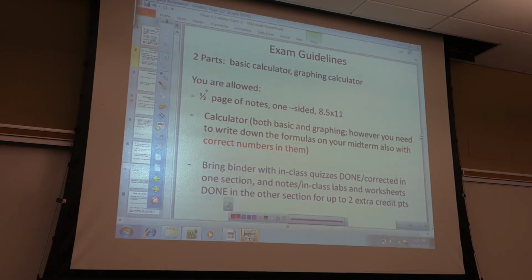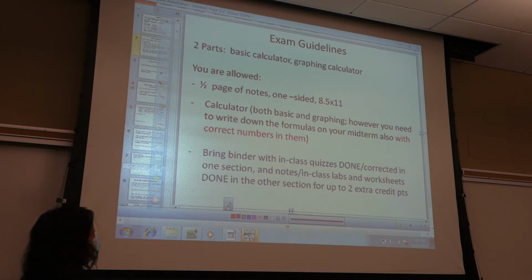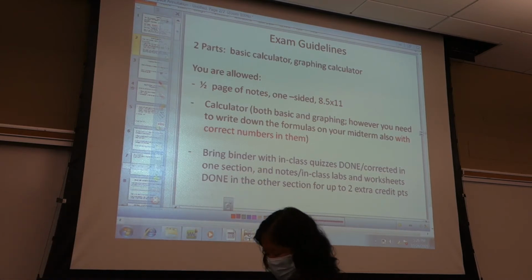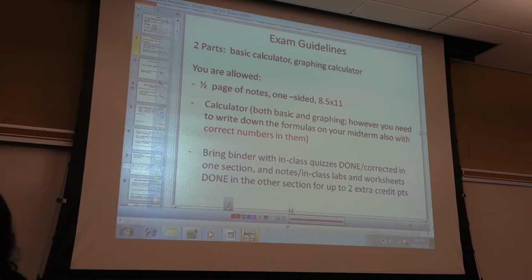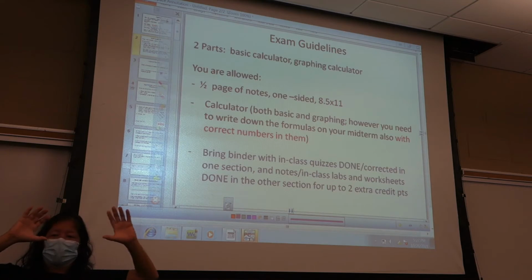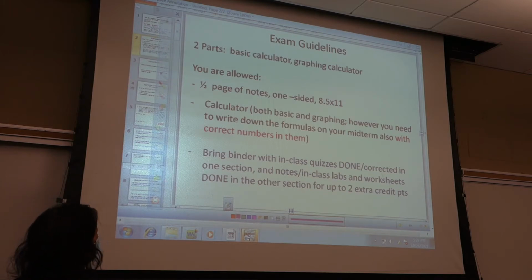Don't forget there are 2 parts. The first part is a basic calculator like this. The second part, you will need to use a TI 83 or 84 calculator. You get 1/2 page of notes handwritten by you. You can use 1/2 page on the top from your exam 1, and then 1/2 page for exam 2 on the lower half. That's totally fine. I can tell the difference between the 2 materials.